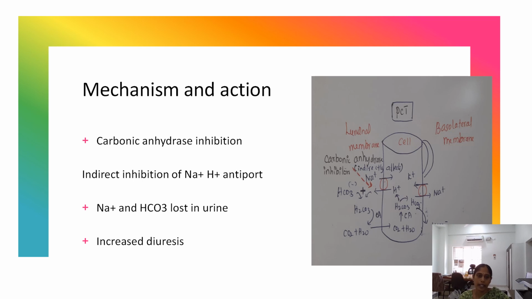So as you can see, I'll repeat the mechanism. So carbonic anhydrase inhibition is there. So there will be indirect inhibition of this sodium H plus antiporter, and sodium and bicarbonate will be lost in urine. So whenever sodium is lost, it carries water along with that. So it will lead to increased diuresis.